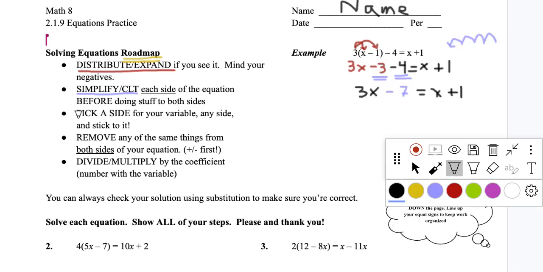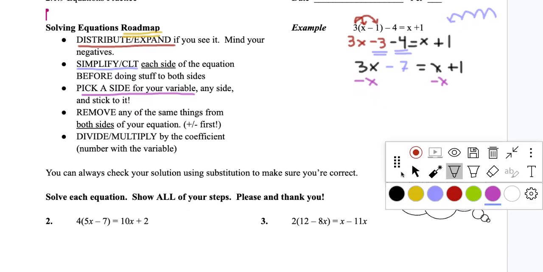Okay, now it says pick a side for your variable. Pick a side for your variable and stick to it. So what I'm going to do is choose to move the x to the left side. Why do I choose the left side? What's my answer typically? My answer is typically x equals something, right? So I'm going to move my x to the left.